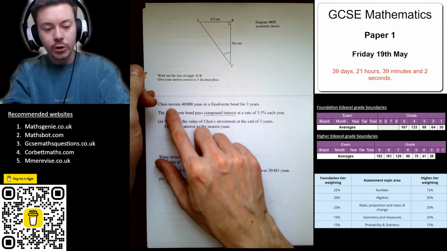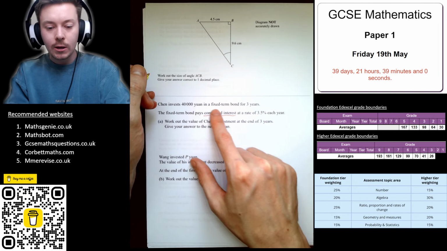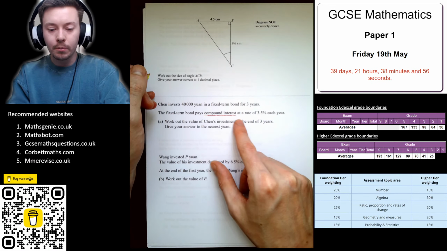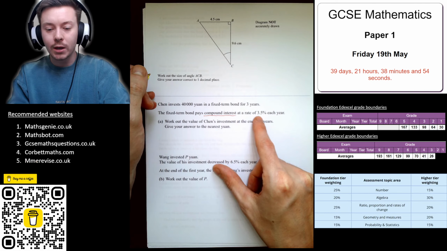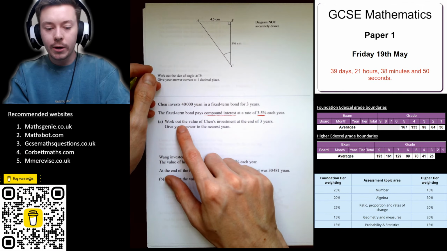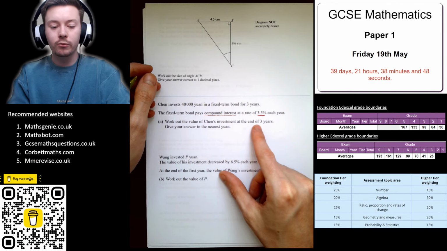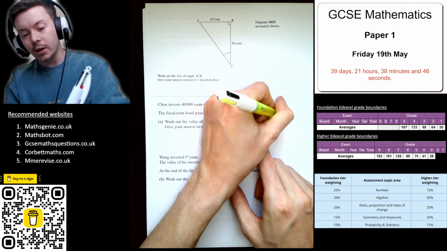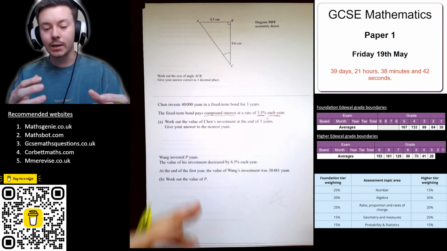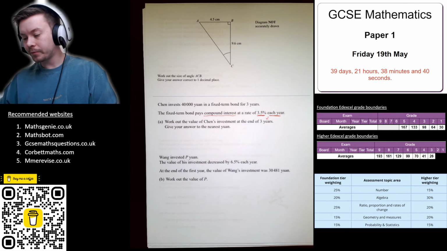Okay, Chen invests 40,000 yuan in a fixed term bond for 3 years. The fixed term bond pays compound interest at a rate of 3.5% each year. So that's important, that's the rate. Work out the value of Chen's investment at the end of 3 years, and it pays it each year. That's important as well. So 3 years, it's going to compound 3 times. N is going to be 3.